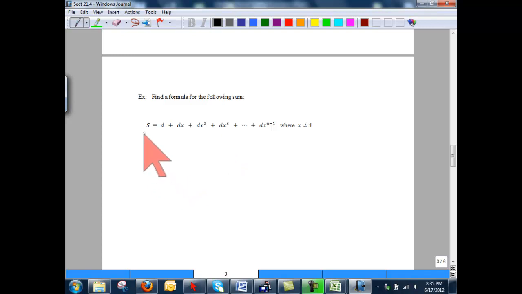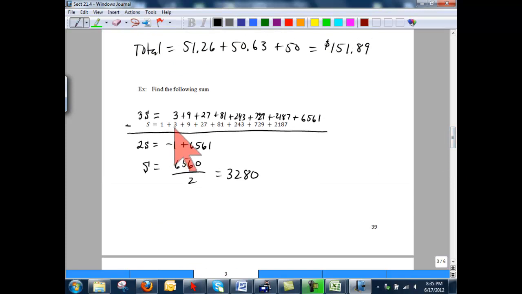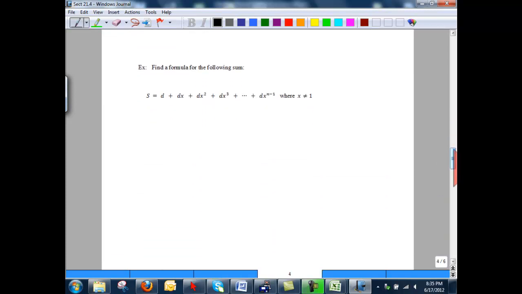I'm going to multiply this equation on both sides by something that will force a number of terms to drop out, like in the previous example. In the previous example, we multiplied both sides by 3 because 3 was the ratio here. Each term was 3 times the previous one. Here the ratio is x. Each term is x times the previous one. So multiply both sides by x and get xs on the left, and get d times x is dx. dx plus dx times x is dx squared, and so on.